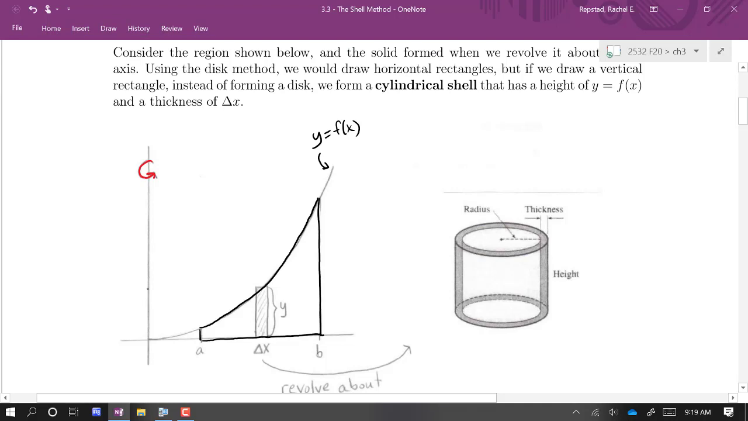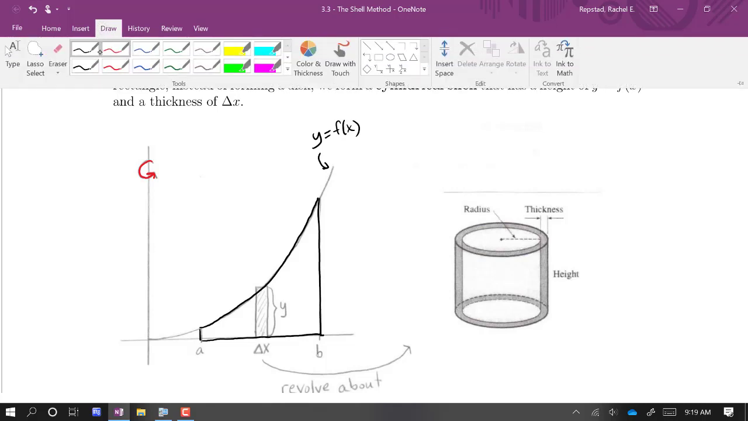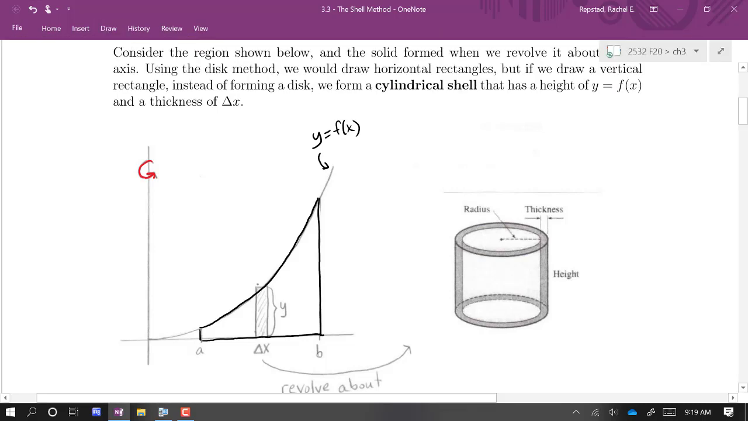In the last section we would have modeled this by drawing horizontal rectangles. And if you look at this particular region, you probably see that would have taken a couple of integrals and also resulted in a washer, because we'd have this big hole right in between. So what we're going to do now is draw this rectangle that is parallel.